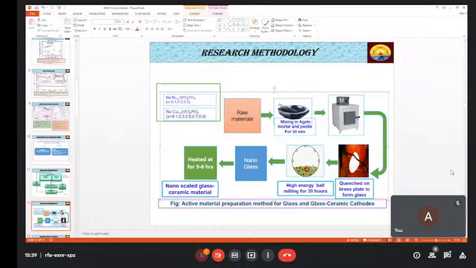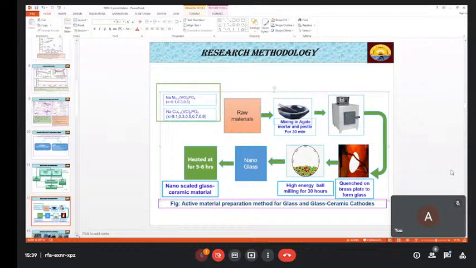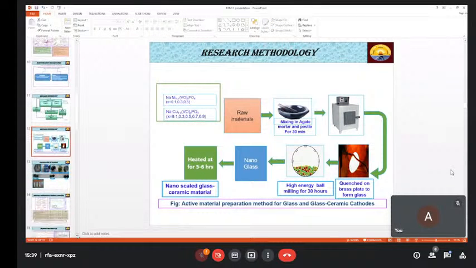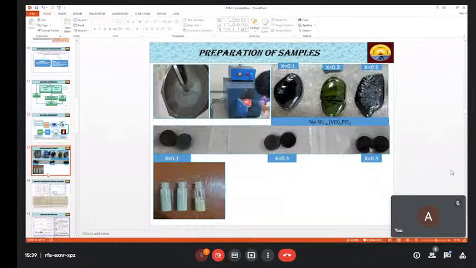Up to nearly 30 to 50 hours, the nano glass powder is also coming there. The same nano glass powder is then taken for further studies of the characterization techniques. So these are my nickel samples, where x is equal to 0.1, 0.3, and 0.5.